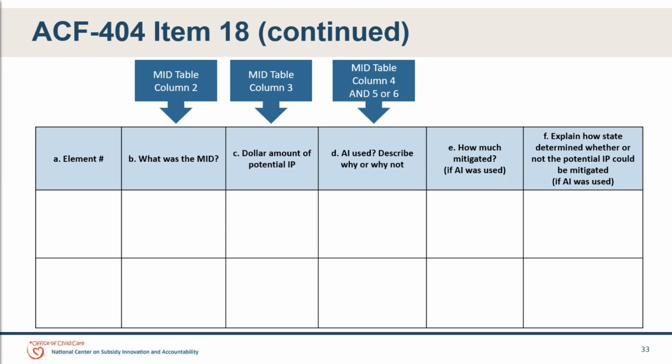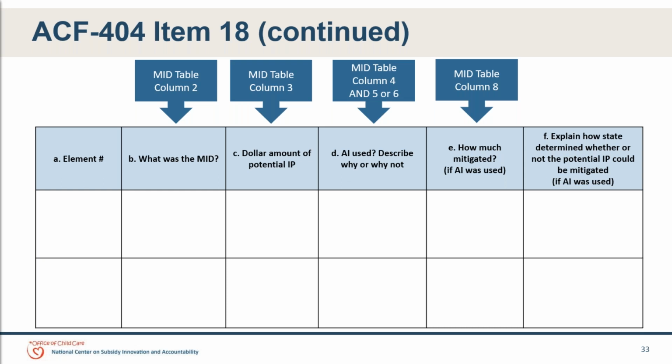D corresponds to columns 4, 5, and 6 of the MID table. So in your completed MID table, column 4 asks whether an additional inquiry can be used, and you'll say either yes or no. You describe why not in column 5 if you said no, and if you say yes, you describe what the additional inquiry was in column 6. So here in column D, you're going to say, again, either yes or no, and then pull the rest of your response from either column 5 or 6, depending on which one you filled out in the MID table.